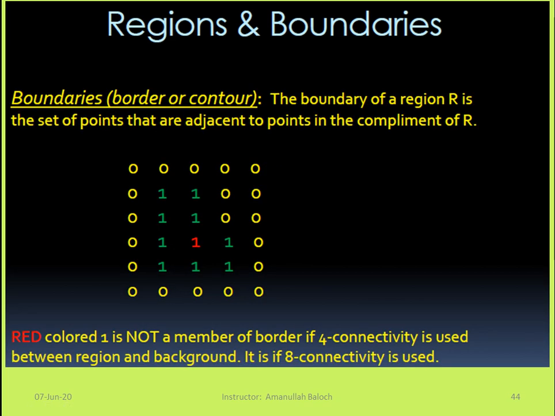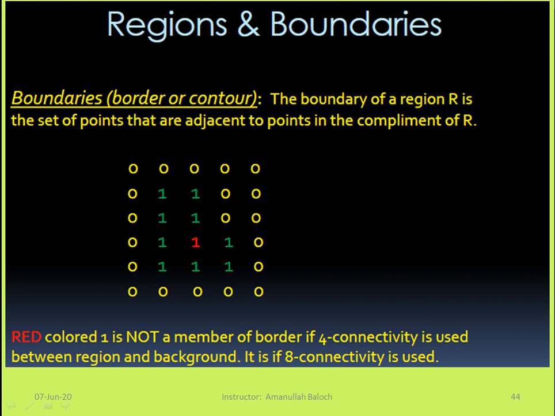What is a boundary? Boundaries are also called borders or contours. The boundary of a region R is the set of points that are adjacent to points in the complement of R. These green pixels are a region R, and this is the universal set of pixels. All pixels belong to the universal set. When we find the complement, we will find all those pixels which do not belong to this region. This will be the complement.